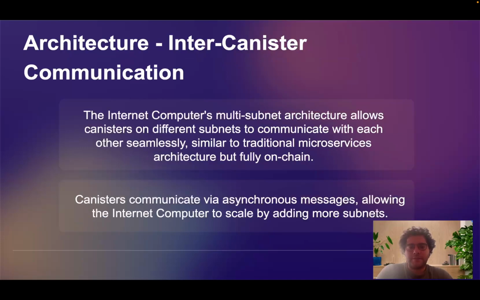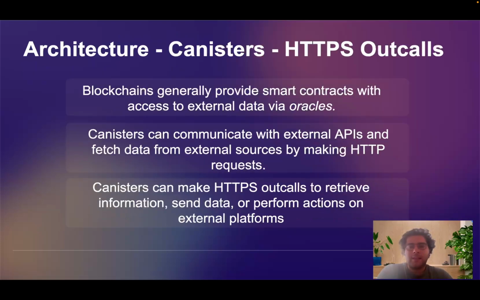Inter-canister communication. The Internet Computer's multi-subnet architecture allows canisters on different subnets to communicate with each other. It's actually very similar to the microservices architecture on Web2 services, but it's fully on-chain. Canisters communicate via asynchronous messages, allowing the Internet Computer to scale by adding more subnets.